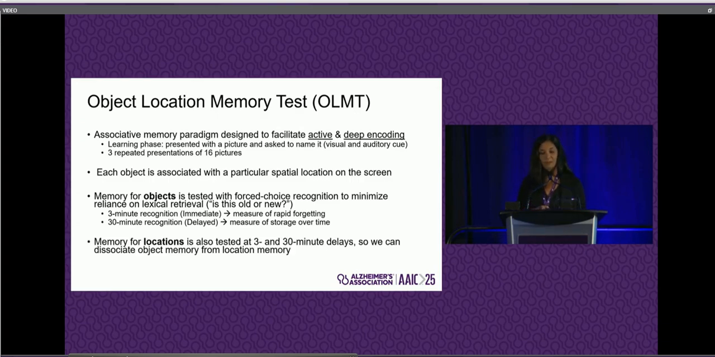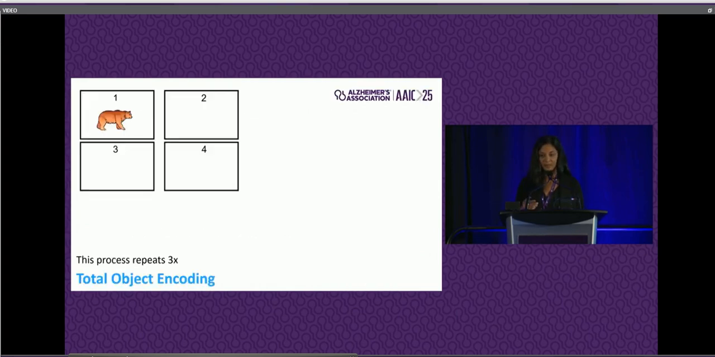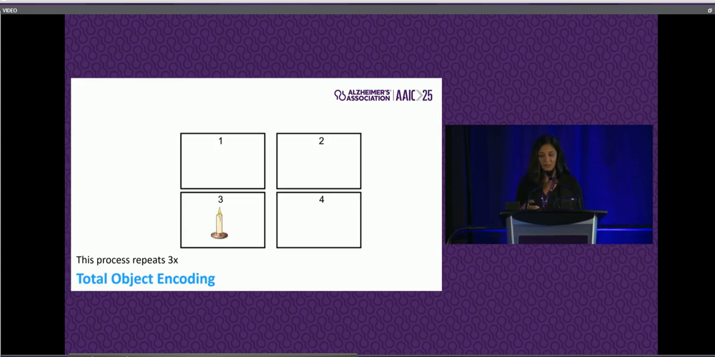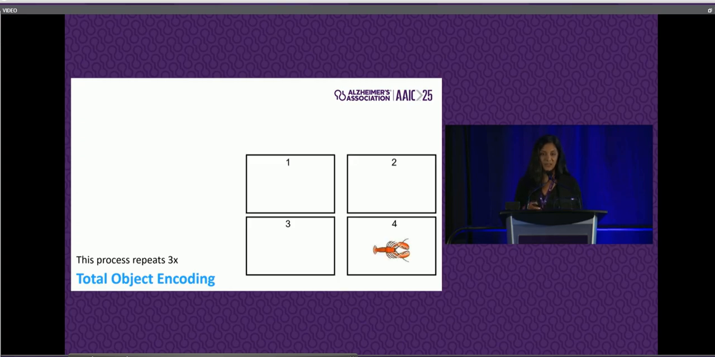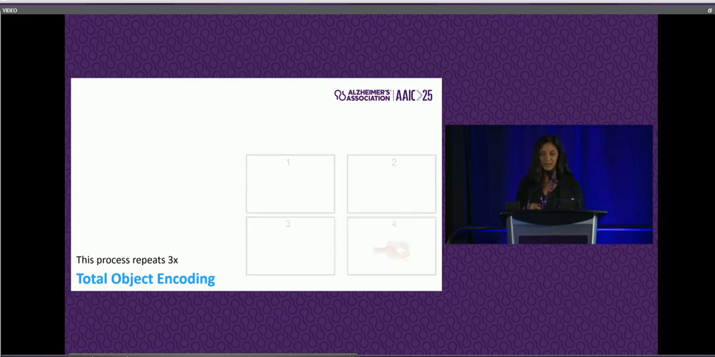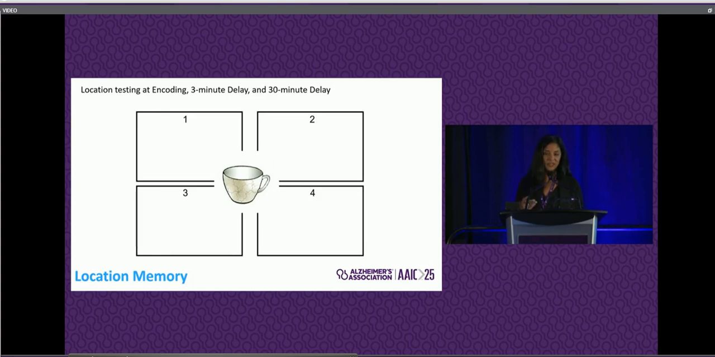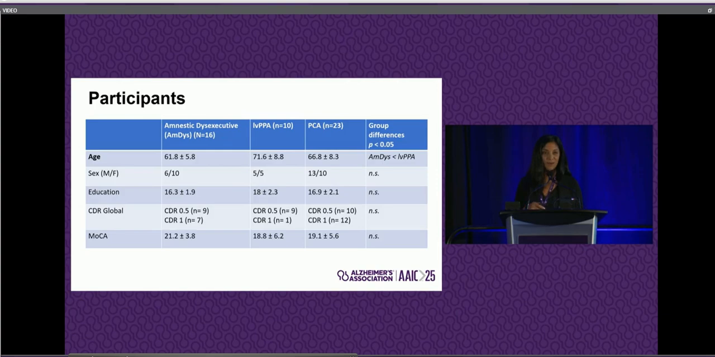Now, memory for locations was also tested at 3 and 30-minute delays. In this way, we could really dissociate object memory from location memory. So this is an example of what a participant might see. So we show them a picture of a bear in box 1, picture of a cup in box 2, picture of a candle in box 3, and a lobster in box 4. And this repeats 3 times. And after a 3 and 30-minute delay, we'll ask them, is this picture old or new? If they indicate that it's old, we'll ask them, which box did you see it in? And hopefully all of you know the correct answer for that one, even at this hour.